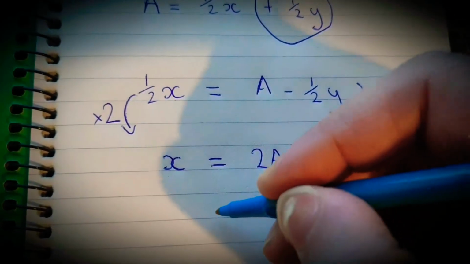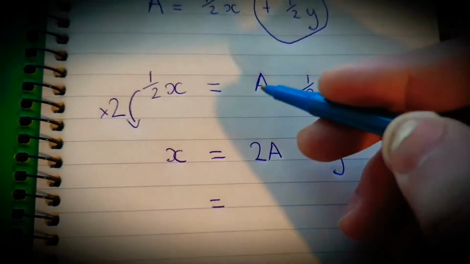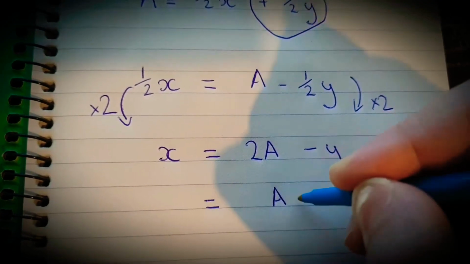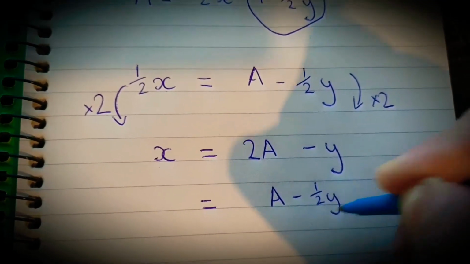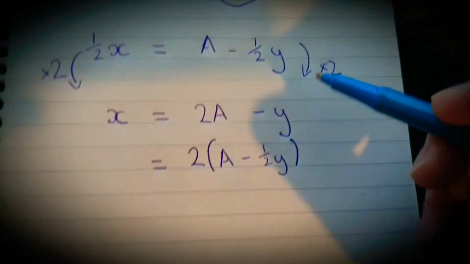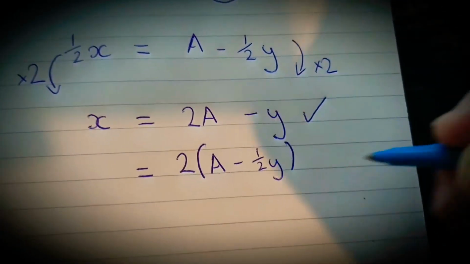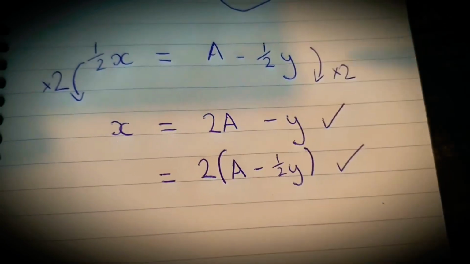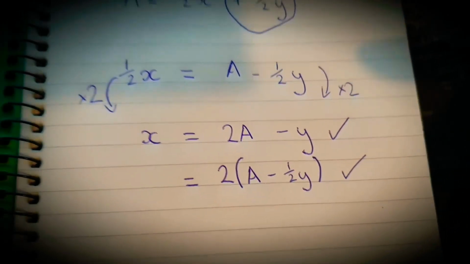Or the other way you could do it, you could just do a minus half y, put the brackets on, and then put a 2 on the outside. So that would be right, and that would be right. It depends on which way you want to write the answer, and that's how you do it.